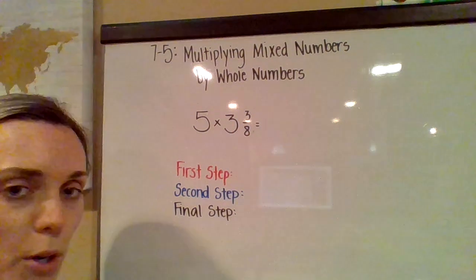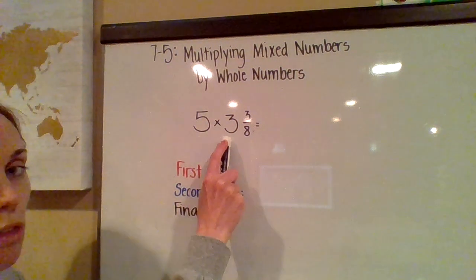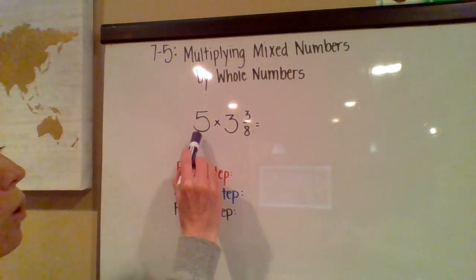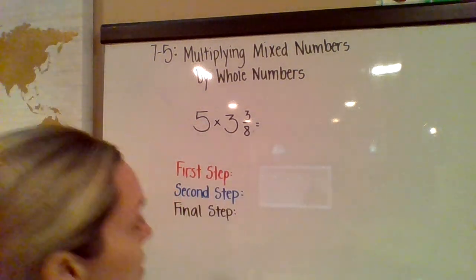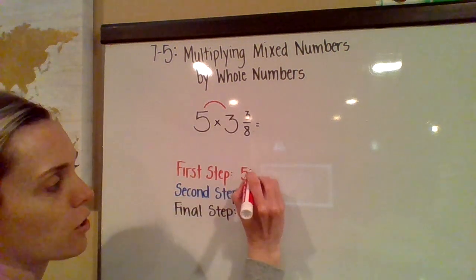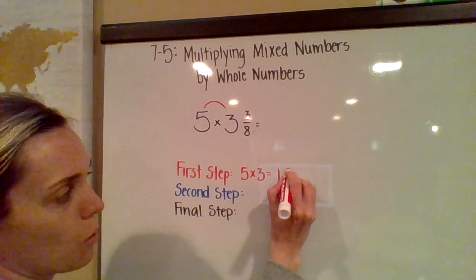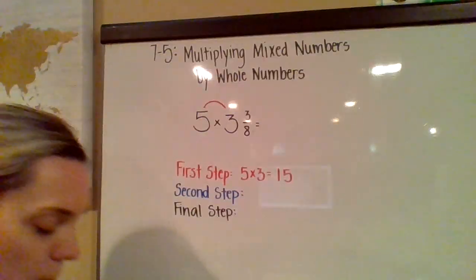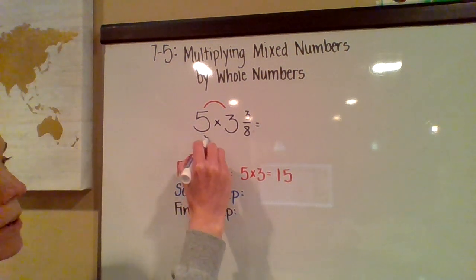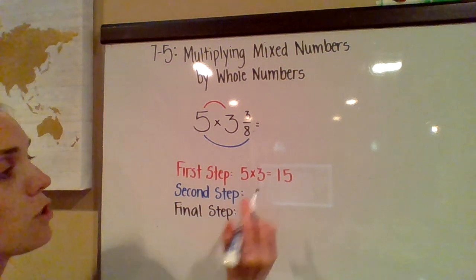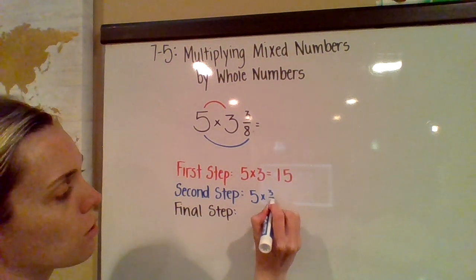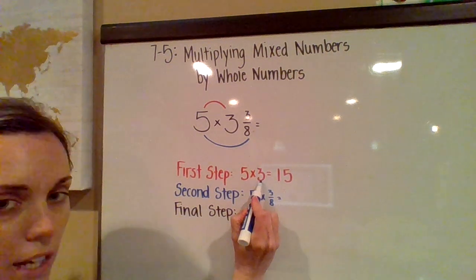Okay, the first problem we're going to try is 5 times 3 and 3/8. Now, if you remember the other day, the first thing you do is a whole number by a whole number. So step 1, we are going to do 5 times 3. And today you're going to write 5 times 3, which equals 15. Now, the second step is you take your whole number again, your whole number by your fraction. So first we did 5 times 3. Now we're going to do 5 times 3/8.